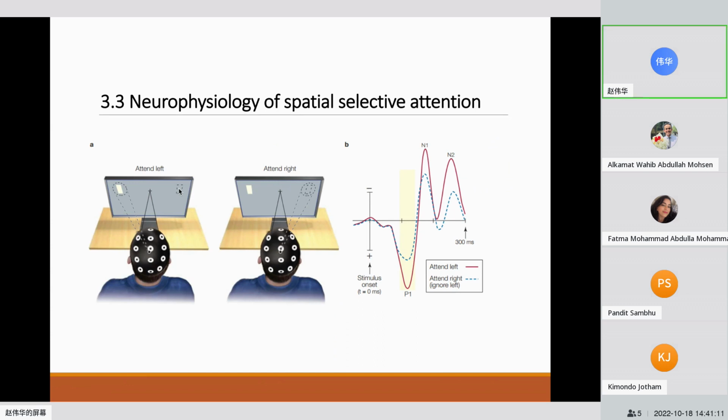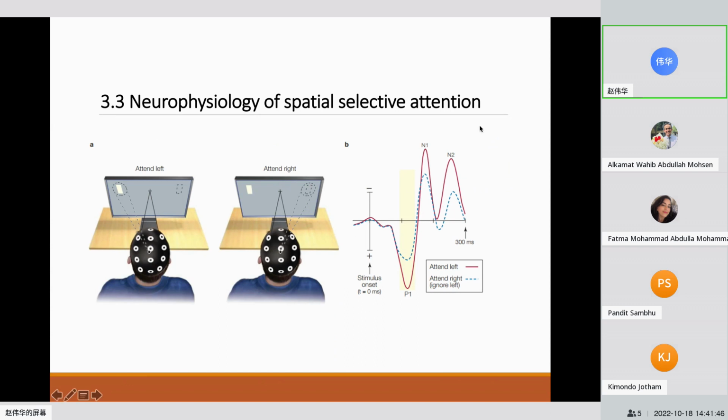Then the response to the same physical stimuli, such as the white rectangle. So here, if the subjects were asked to attend left, and then attend right. The right rectangle being flashed to the left visual hemisphere in the figure are compared when they are attended and ignored. So they compared the trials between the attended trials and ignored trials.